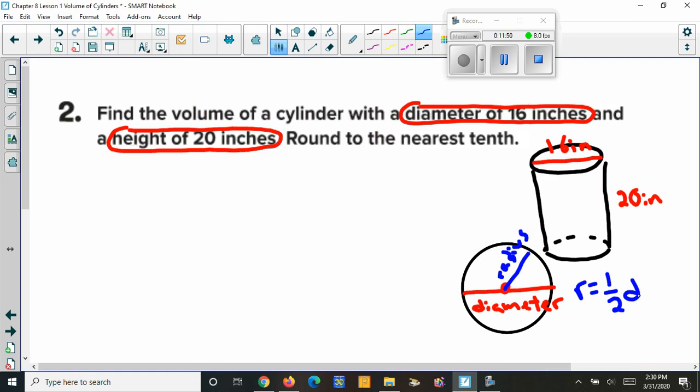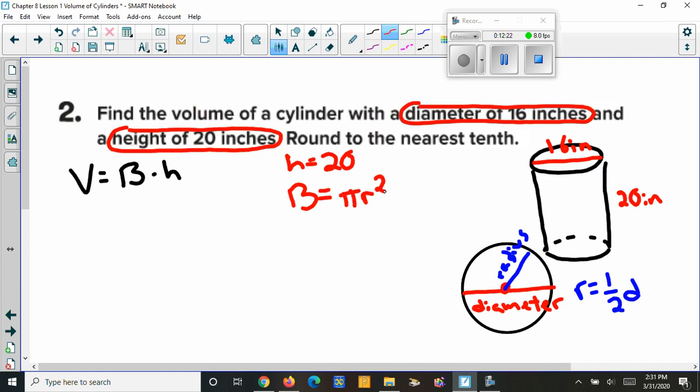And we're going to need that anytime I'm talking about circles, especially with volume. We need to know what that radius is more than I need to know what the diameter is. So let's begin. Volume is equal to base area times the height. I know that the height is 20 inches. I need to figure out the base area. Well, for the base area, I need to know what that radius is.